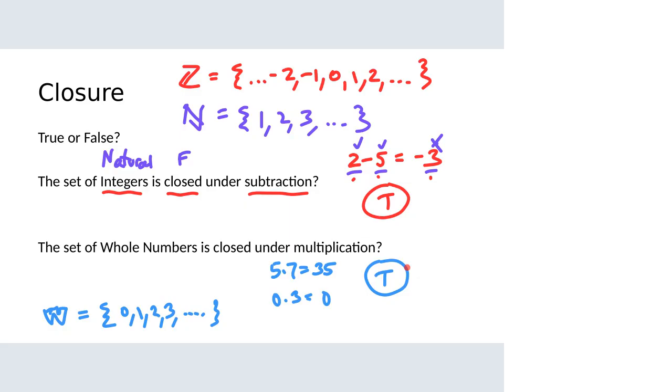Make sure you're comfortable with those 3 sets, whole numbers, natural numbers, integers, and the idea of closure. It could be subtraction, division, multiplication, or addition, any of those.